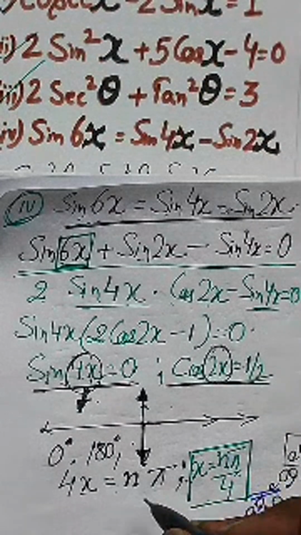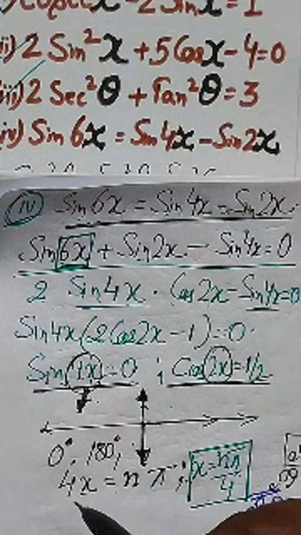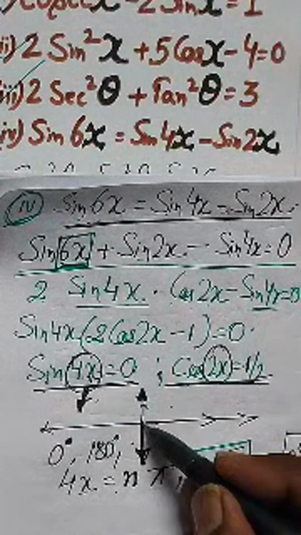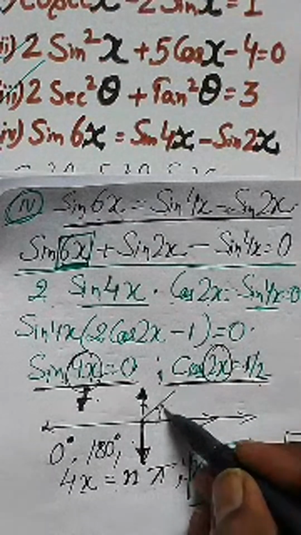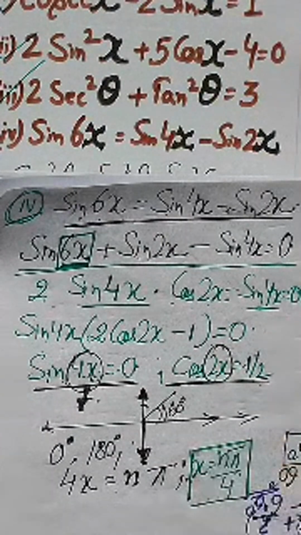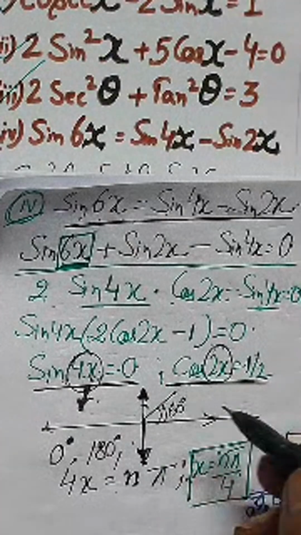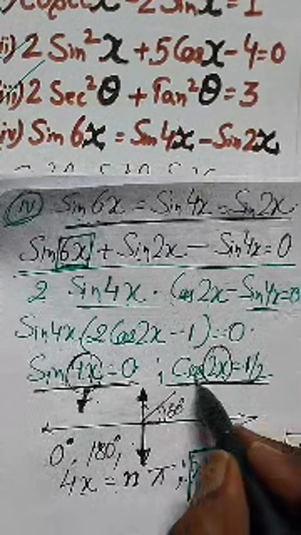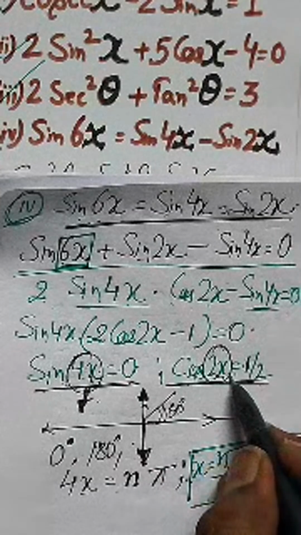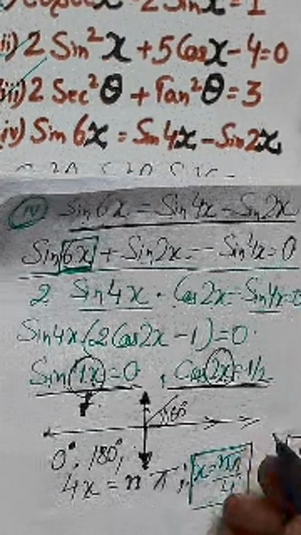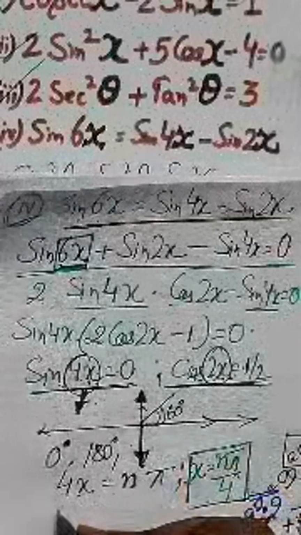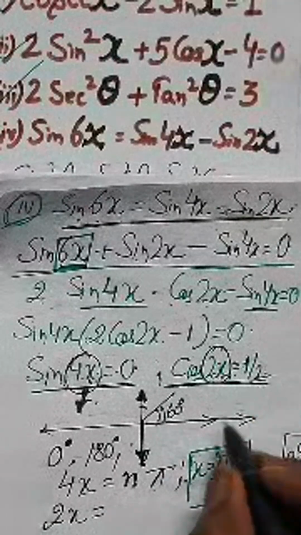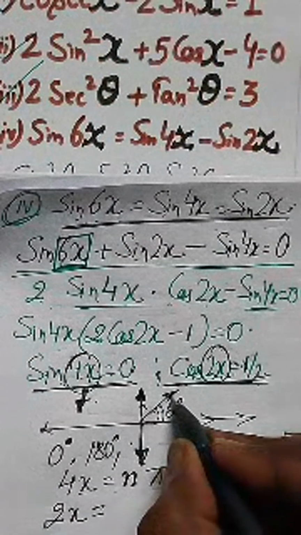Tell me, sin 30 is 1 by 2 and cos of 60 is 1 by 2. So the cos of 60, this is in the first quadrant when the angle is 60 degrees, then it will be 1 by 2. That means if you consider 2x, it is coming one time at 60 degrees, right?